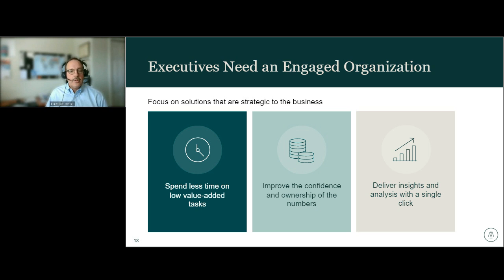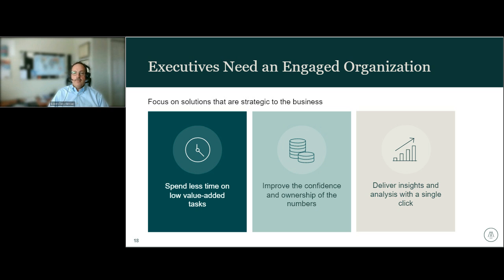And so, to get to that position, you really need a system that will help you to spend less time on low value added tasks. And what that means is all the time it takes to get data from your source systems, get it into a meaningful format, and then publish it out.